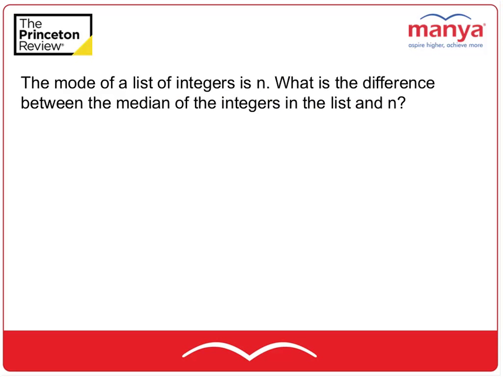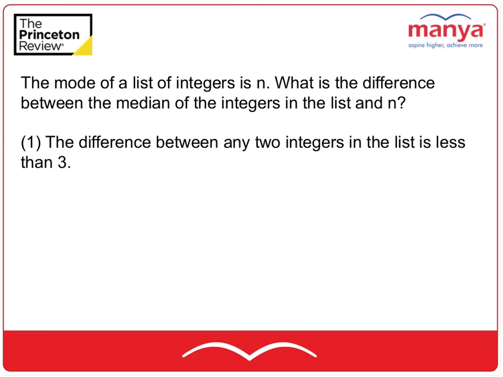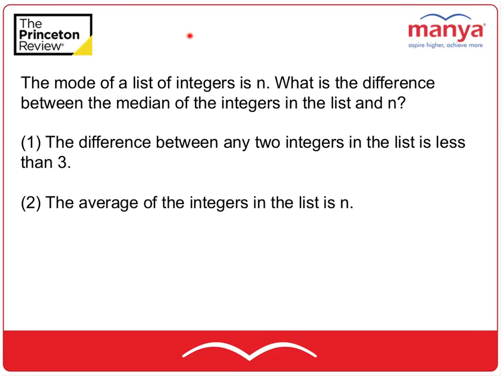So this is a data sufficiency question. So what is statement 1 going to be? The difference between any two integers in the list is less than 3. This is the first statement. And the second statement says the average of the integers in the list is n. So you can get combined questions like this which involve average, median, and mode, right? You can expect questions like this in your GMAT.